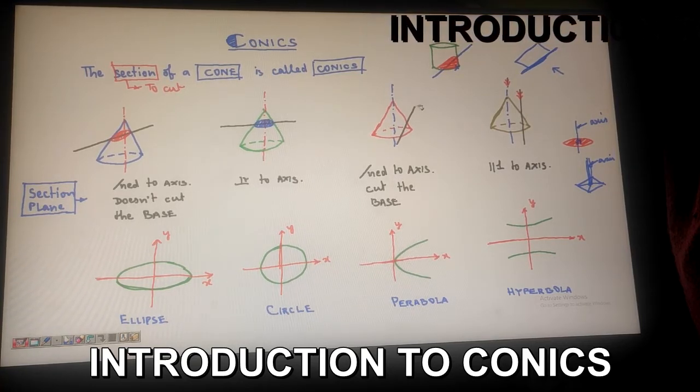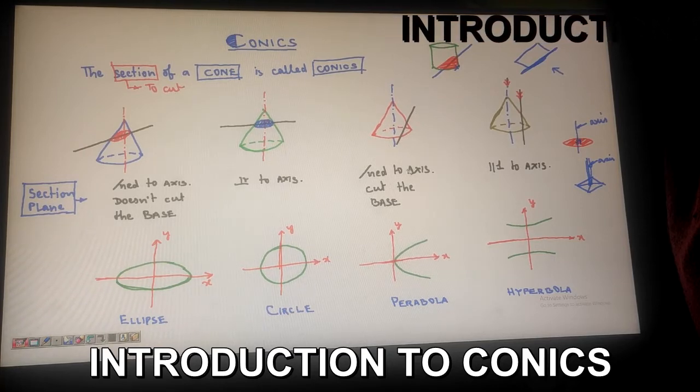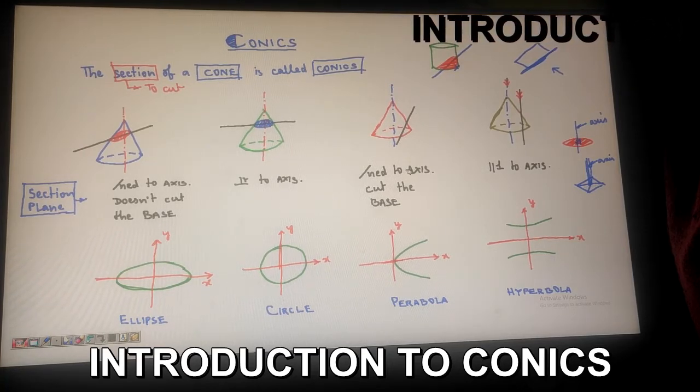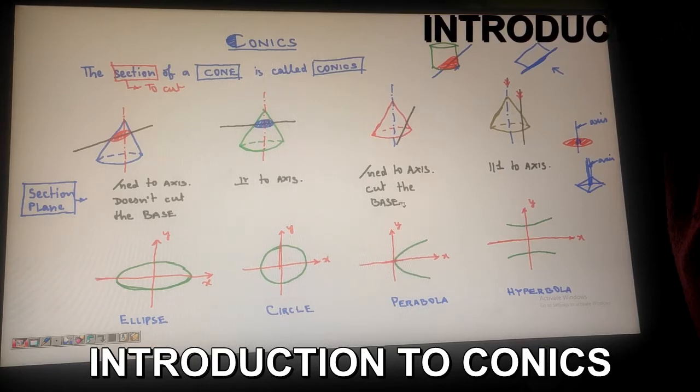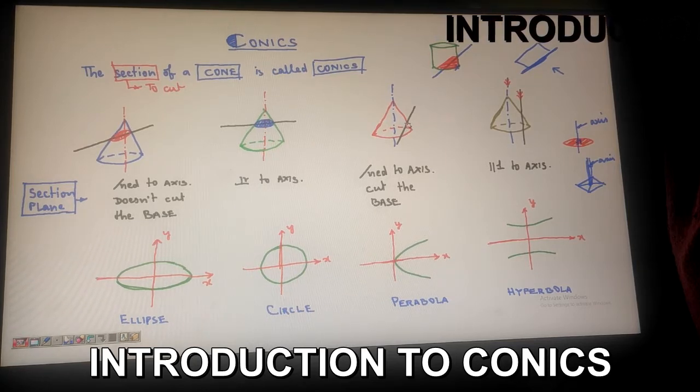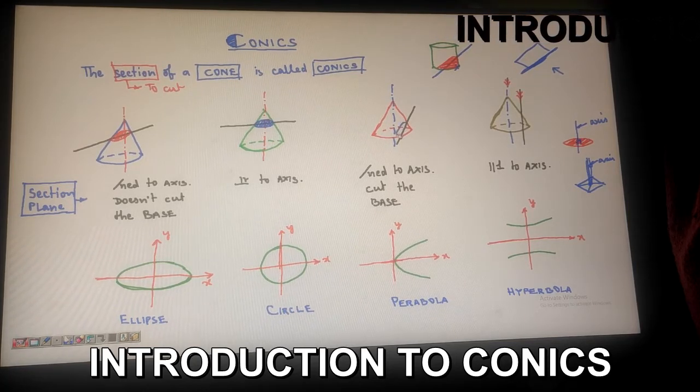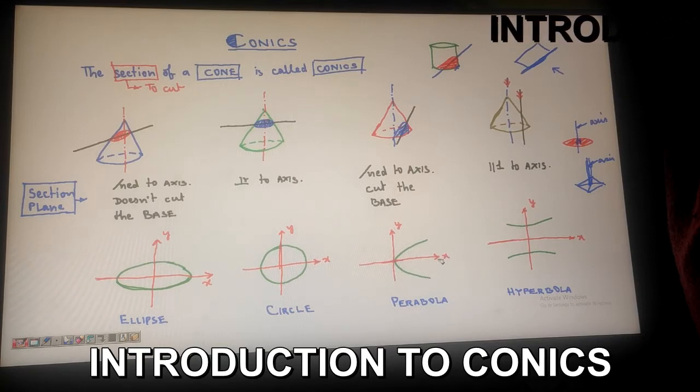Next, the cutting plane may be inclined to the axis and cut the base. Here, unlike the ellipse, it cuts the base. So you will get a shape something like this. If you draw it in 2D, a two-dimensional plane, you will get a shape like this. This is called a parabola. So it is inclined to the axis and cuts the base.